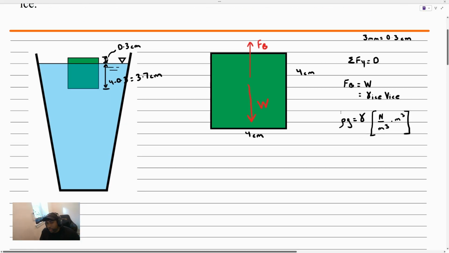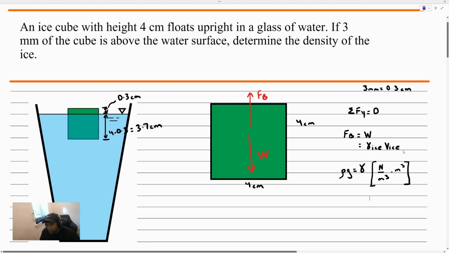Okay, so we understood some of those definitions here about the specific weight, and we found the weight of the water. We found the weight of the ice. What about the buoyancy force? Where the buoyancy force comes in is that Archimedes principle basically states that the buoyancy force is equal to the weight of the displaced fluid.